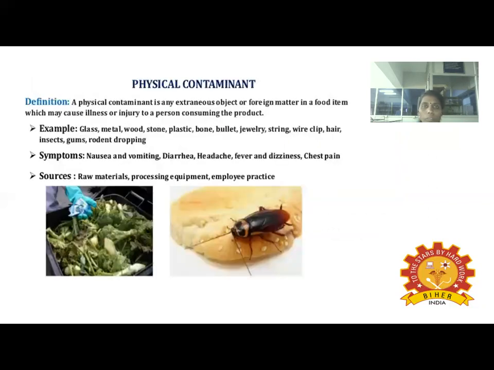Then, physical contaminant. A physical contaminant is any extraneous object or foreign matter in a food item which may cause illness or injury to a person consuming the product. For example, glass, metal, wood, stone, plastic, bone, bullet, jewels, staple wire, etc. The symptoms: nausea and vomiting, diarrhea, headache, fever, dizziness, and even sometimes chest pain. The sources: raw material, processing equipment, then employee practices.